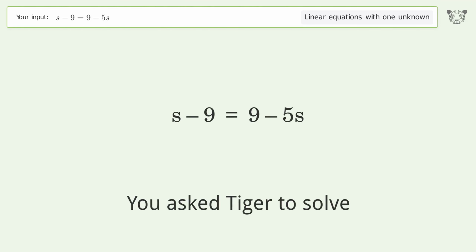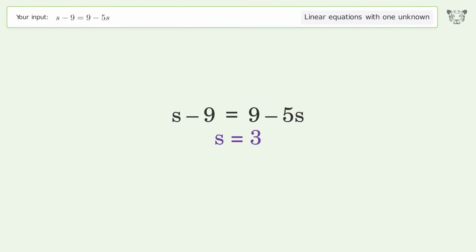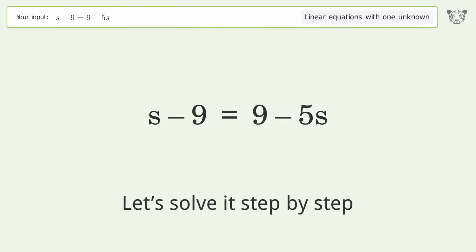You ask Tiger to solve. This deals with linear equations with one unknown. The final result is s equals 3. Let's solve it step by step.